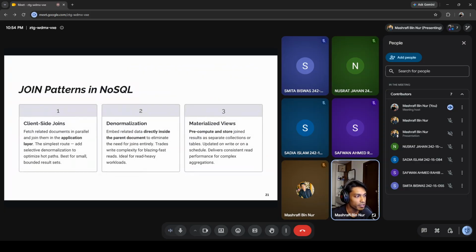So the join patterns in NoSQL, I already talked about a little bit. The client-side join is basically API calling from the front end. If you want the customers, you can fetch them from the front end, and you can directly get it on the back end. Denormalization is basically one parent document, and you are just working with those parent documents. And third is materialized views, which basically pre-compute and store.